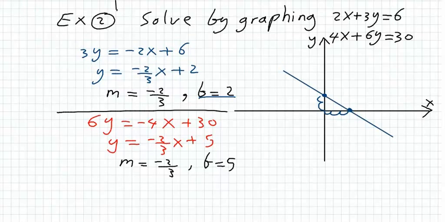In the same way, let us draw the second line. The y-intercept here is equal to 5. So 1, 2, 3, 4, 5. This is the y-intercept for the second line. The slope is minus 2 over 3. So 2 units down, 3 units to the right. This is the second point here. Let us draw the line through these 2 points also.